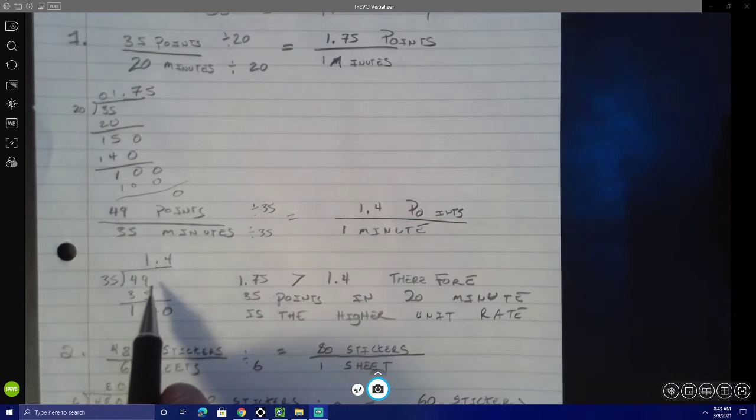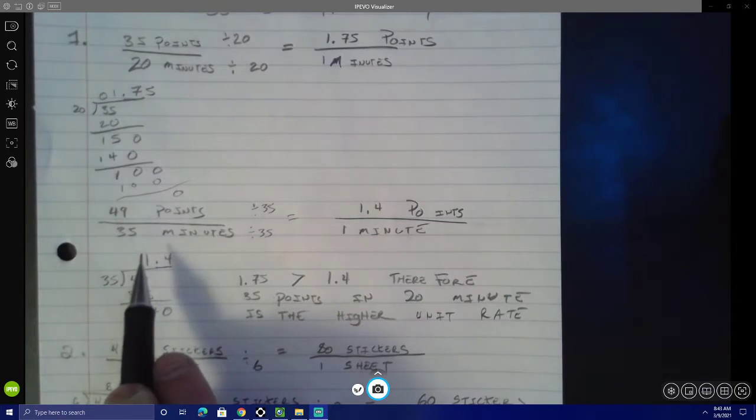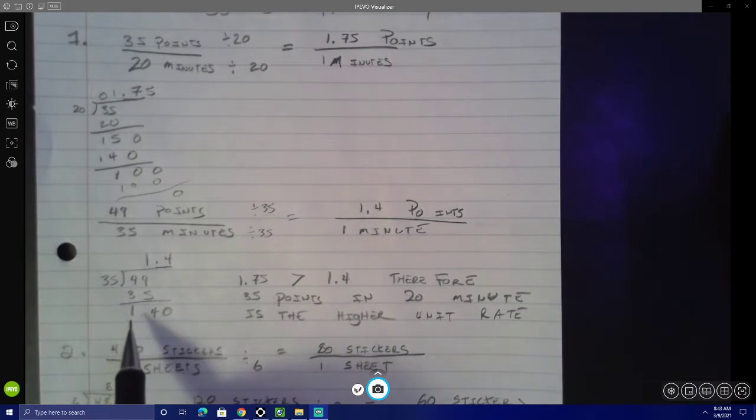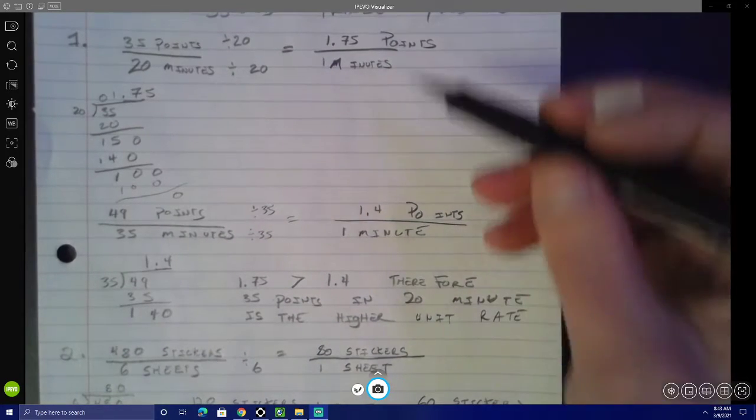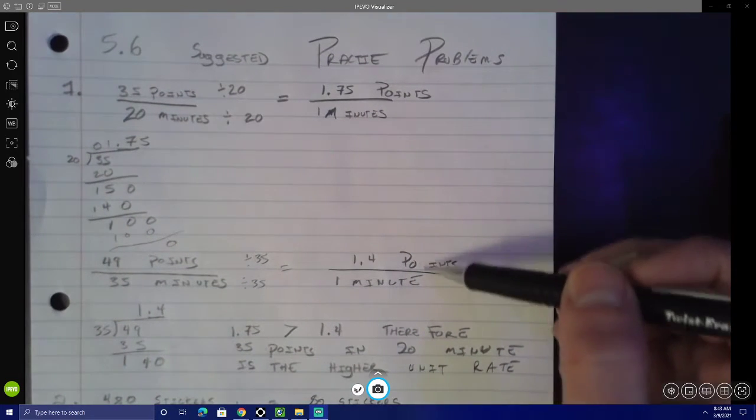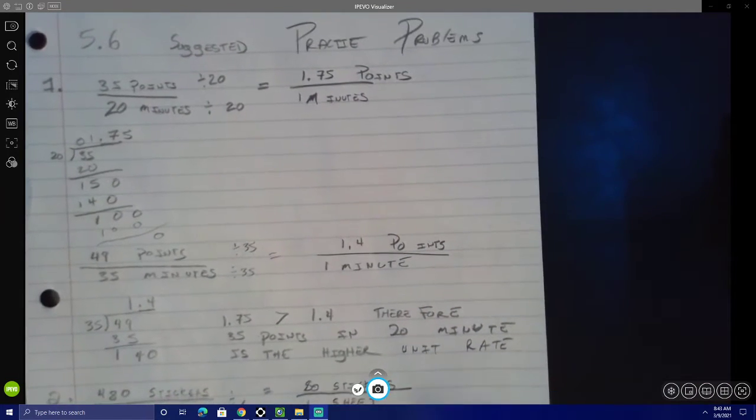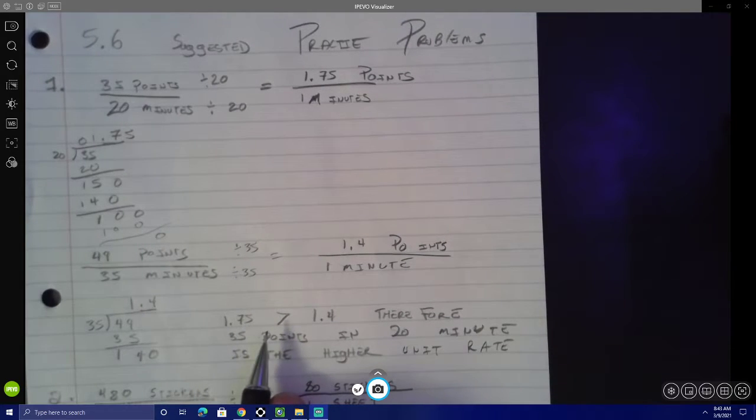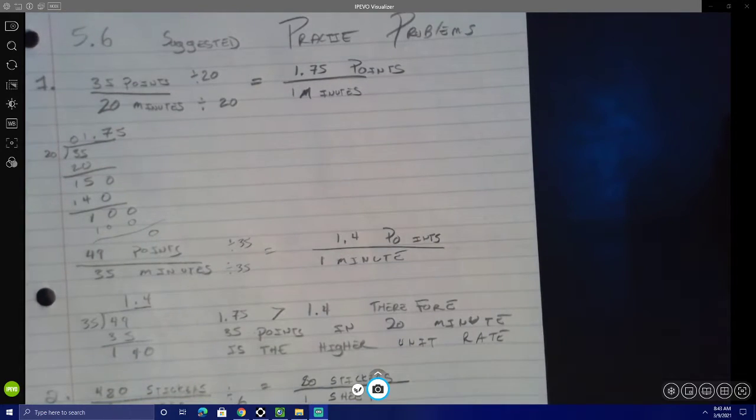I know 35 can go into 49 only one time, and that leaves me with a remainder of 14. I had to put a decimal and bring down a 0. I know 35 can go into 140 4 times. At this point, I have both the unit rate for person 1 and person 2, and I can do my comparison. I know that 1.75 is greater than 1.4. Therefore, 35 points in 20 minutes is the higher unit rate for this problem.